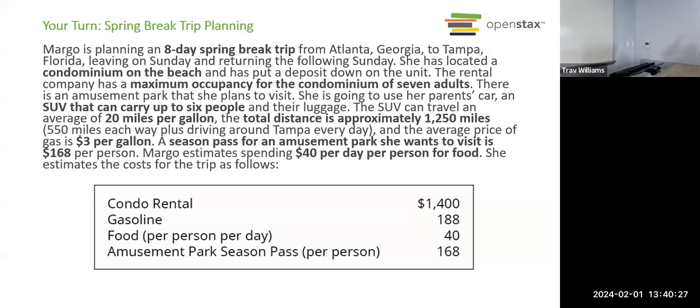The people on the trip will need a season pass for an amusement park. That's $168 per person. And then they're estimating $40 per person for food. So the items in bold are the important pieces of information we need. And we see a summary down here.